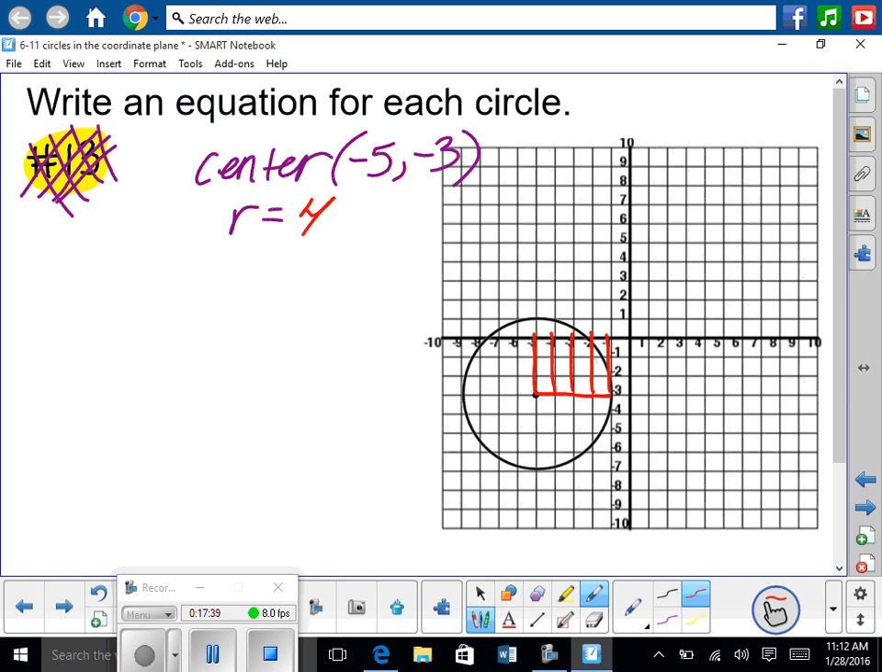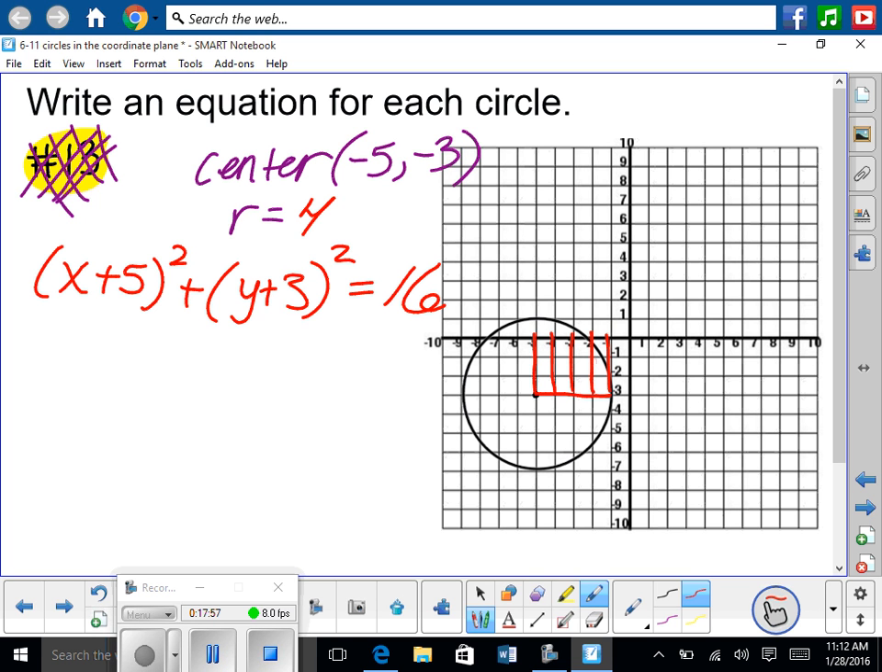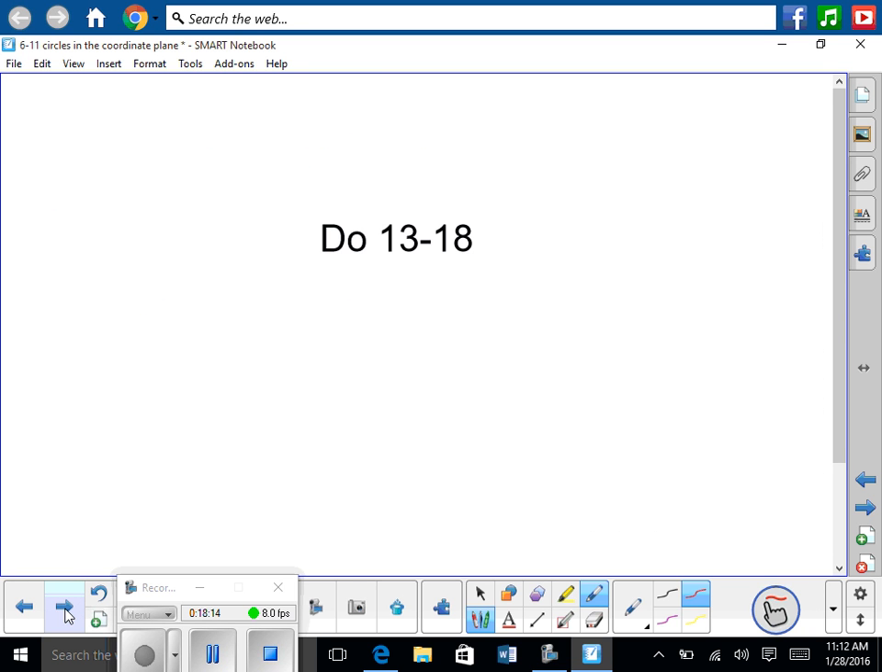Okay, so let's plug it into the equation here. So we have x, we went opposite, so x plus 5 squared plus y opposite, so y plus 3 squared is equal to our radius squared, which is 4 squared, which is 16. 16, and we're done. So do you see how to do it? It's just hard because your pictures don't have the tick marks like mine do. So just make sure when you're counting the radius, you're really careful. Just be careful when counting the radius. Okay, sweet. Do 13 through 18, go.